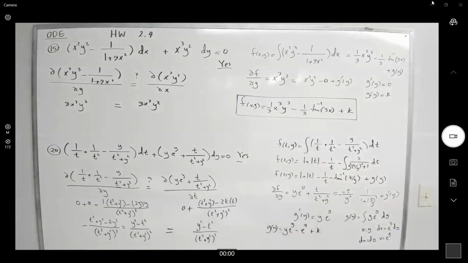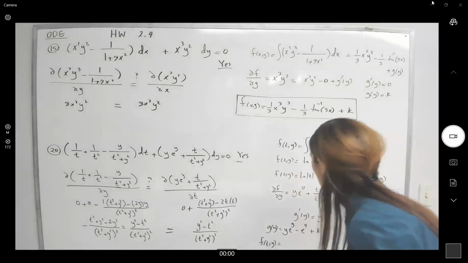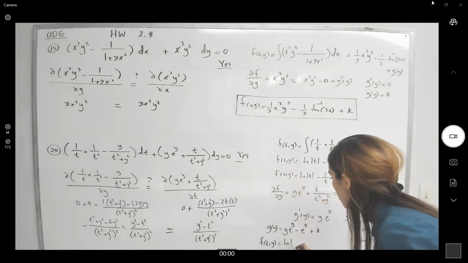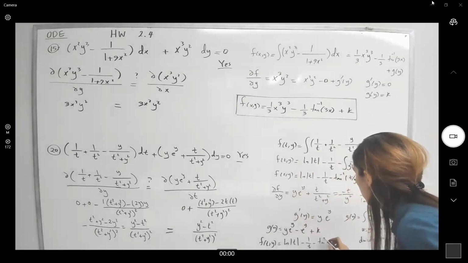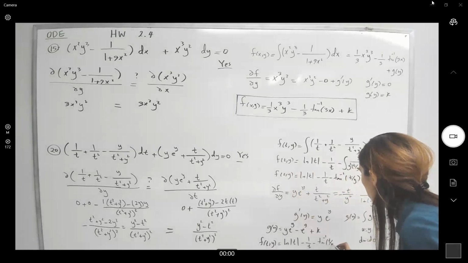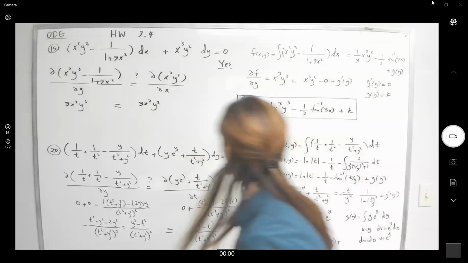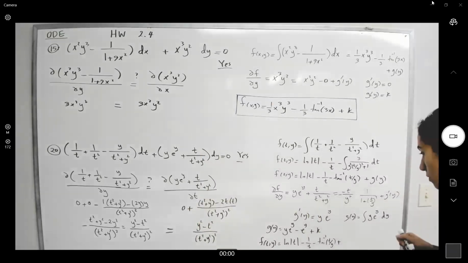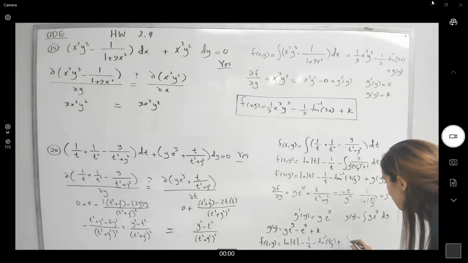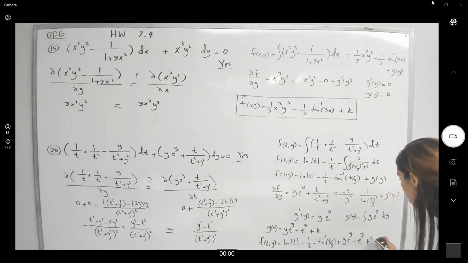If you substitute this back into the solution, f of t and y becomes ln of the absolute value of t minus 1 over t minus inverse tangent of t over y, plus g of y, which is y e to the y minus e to the y plus k.